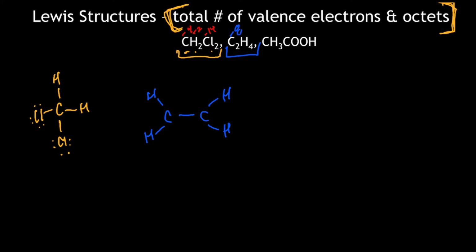Right, so this should be a total of 8 contribution. This should be 4. So there's 12 total electrons to distribute. 2, 4, 6, 8, 10, 12. Now, if we go back and evaluate, does everybody have a valence? Yes. Okay. All right, so then we're good here. Make sense? All right, last one.